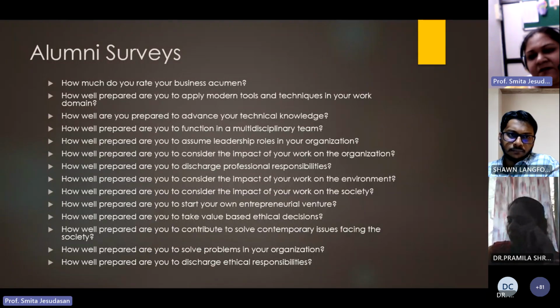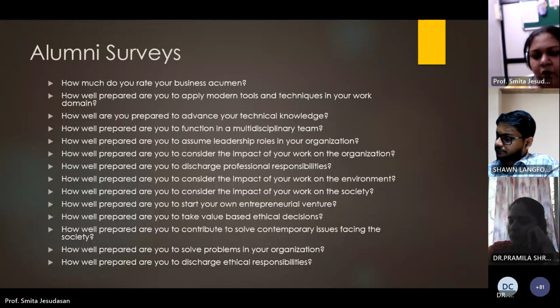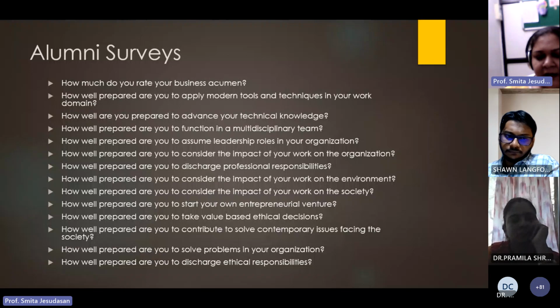So, based on the responses, now if you take 1, 2, 3, low for 1, medium for 2, and high for 3. So, if you get rating 2 and above, then you need to see how to strengthen the curriculum of the MBA program.